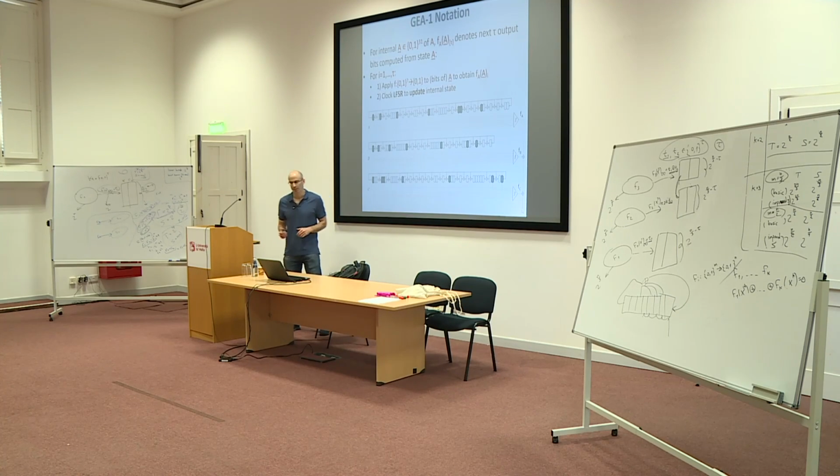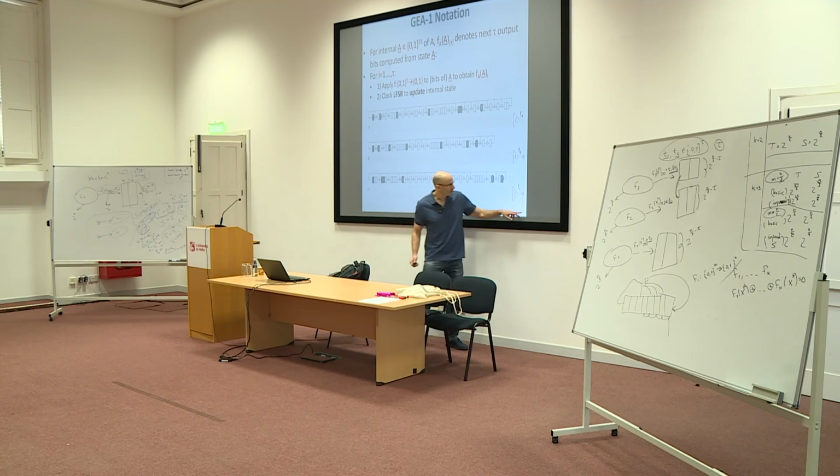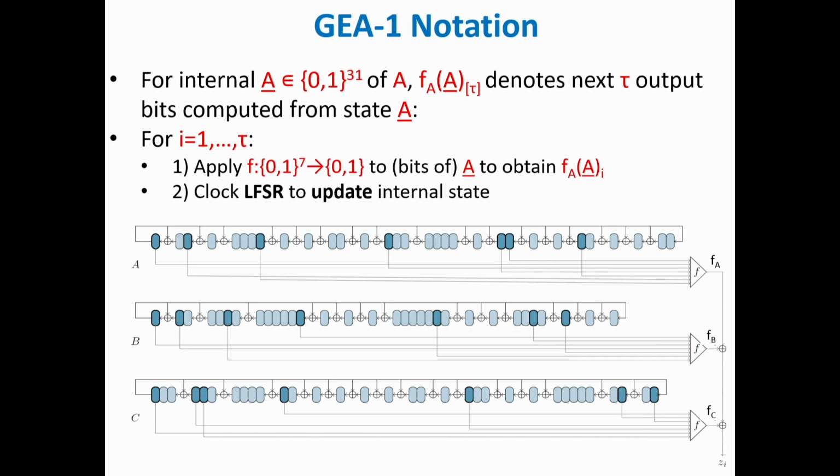That's how you define outputs, how you output bits from the registers. And basically, the output bit of the cipher at time i, you just XOR all the bits of the registers. That's how an output bit is produced. So with each clock cycle, each register is clocked once, and then you compute this function, FA, FB, and FC, and you XOR them to get the next output bit. Any questions about this?